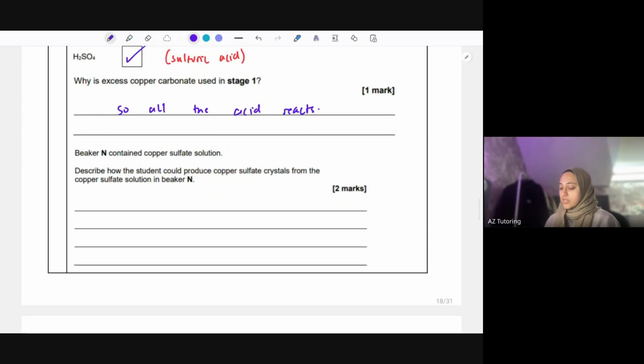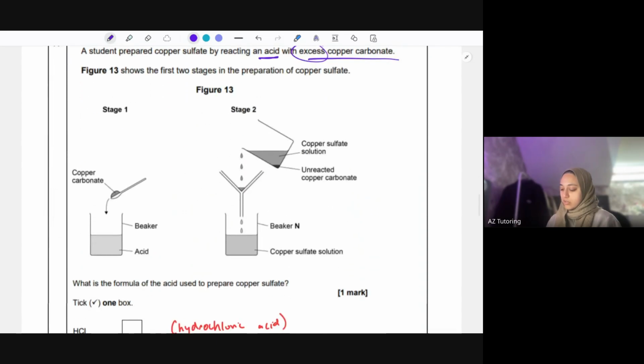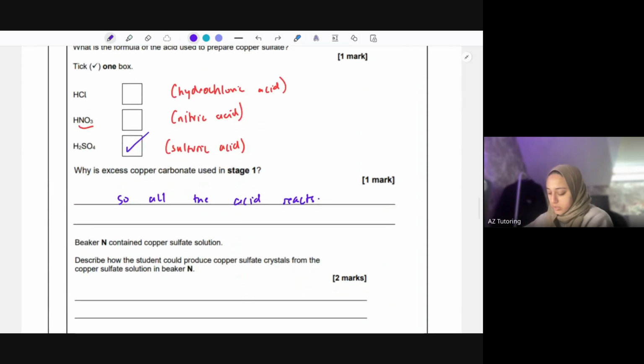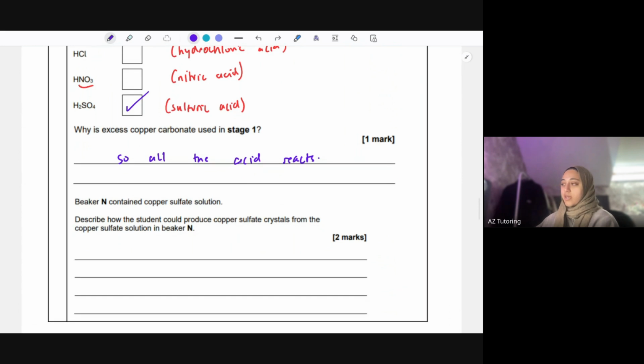Okay, beaker N contained copper sulfate solution. Where's beaker N? There's beaker N. Describe how the student could produce copper sulfate crystals from the copper sulfate solution in beaker N. So again, this is the crystallization question. Whenever you've got a solution and you want to form crystals, you're describing crystallization, but you can't just write the word crystallization. You need to describe how you actually carry it out.